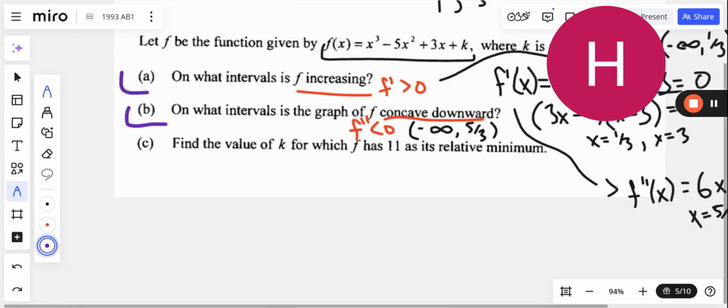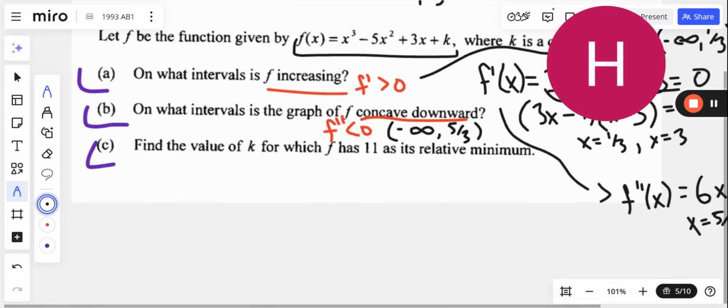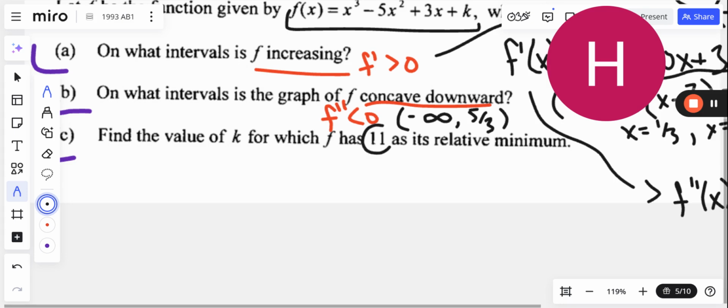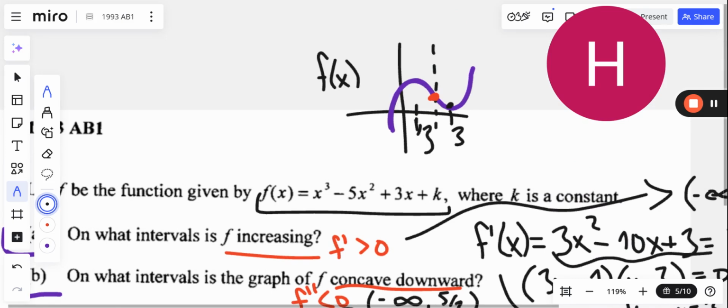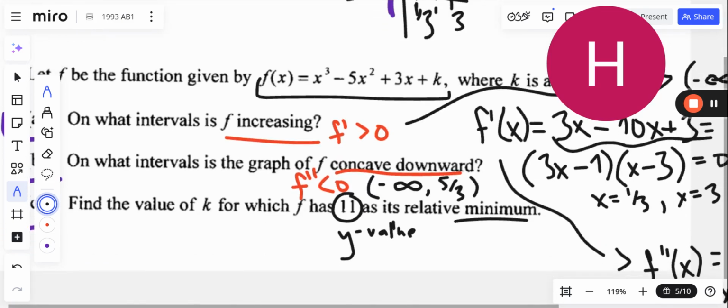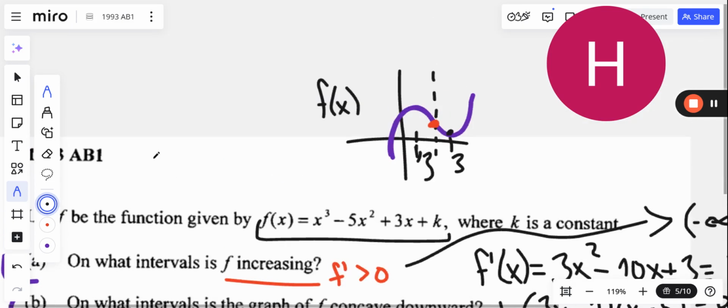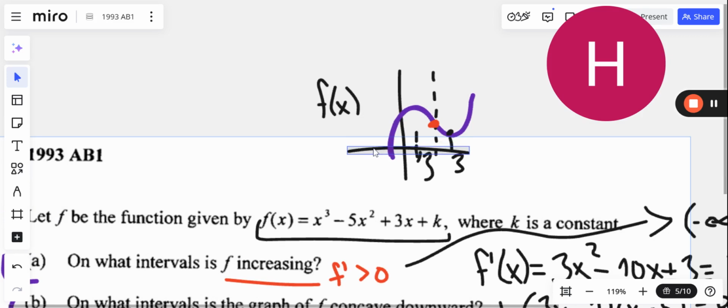Okay, part C. Find the value of k for which f has 11 as its minimum. So this is a y value, 11. And if we take another glance at the sketch of the function, that would mean this lowest spot is 11. So probably everything's lifted up much higher than we have it here. What's an easy fix for that? I guess it would just be like doing that. Yeah, but now we don't have to do that. We can keep it the way it was.